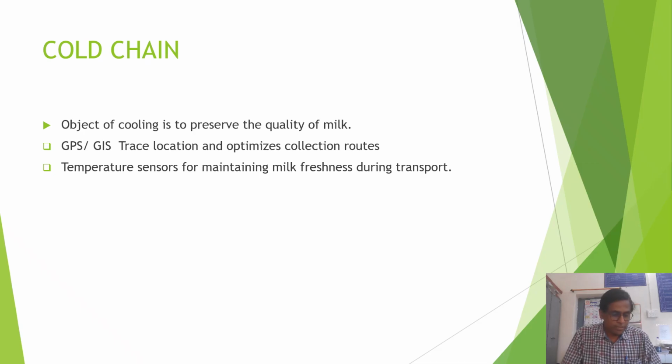GPS, that is the global positioning system, is satellite based, particularly used to trace the location, and it optimizes the collection routes. Similarly, GIS, that is the geographical information system, is also frequently used in the dairy industry. Various types of temperature sensors for maintaining freshness of the milk during transportation are very important from the consumer's point of view.